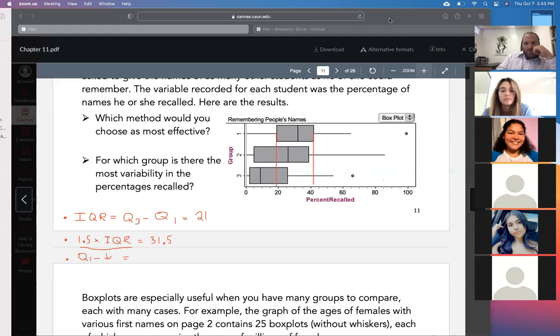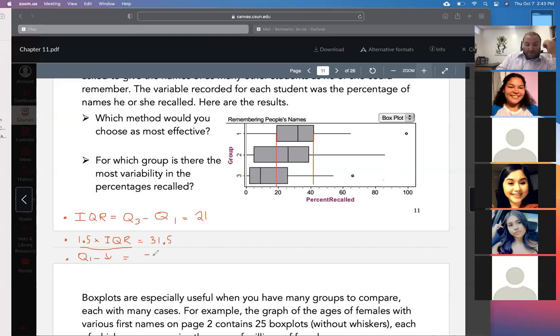What do you get? 12.5. Negative 12.5. Right? Yes. Now, go to Q3 and add the same number. What do you get when we do Q3 plus that number? $52.5. 53.5, give or take.